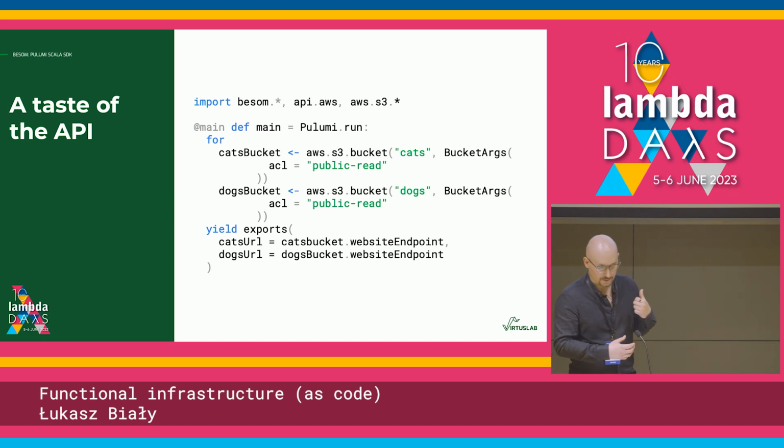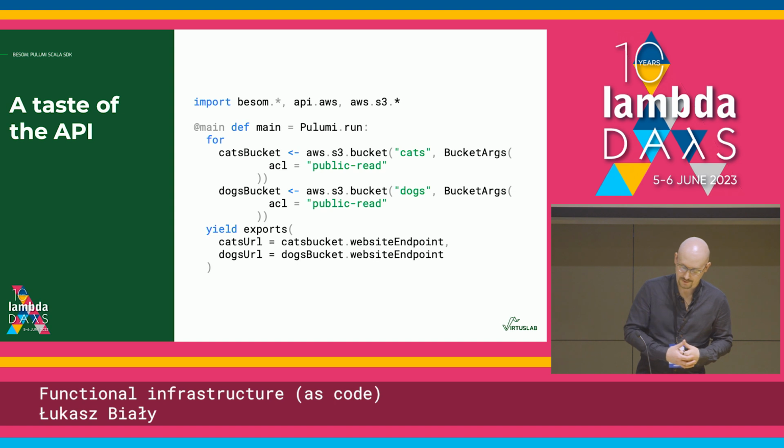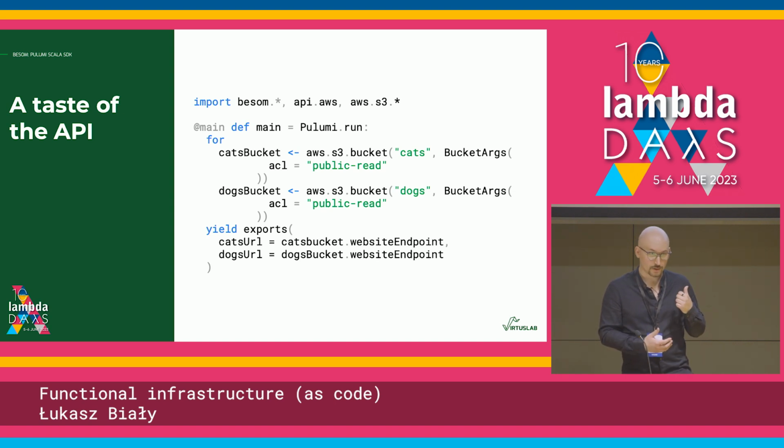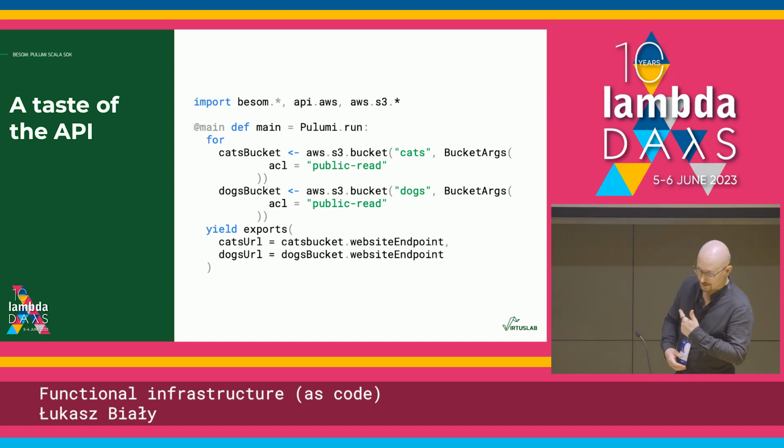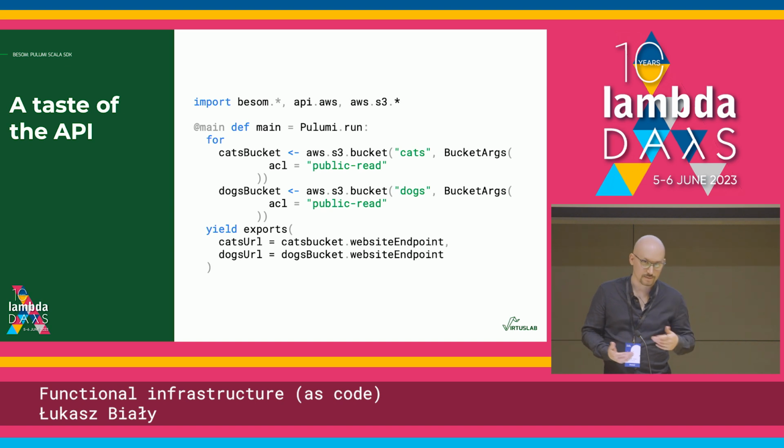So we have the same program. It's just creating two buckets, one for pictures of cats, one for pictures of dogs. And it also exports those URLs. Nothing fancy, we have for comprehension, which already should tell you that the bucket function returns an output. And output is a monad, so we have to compose them.